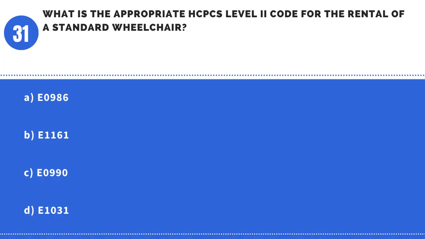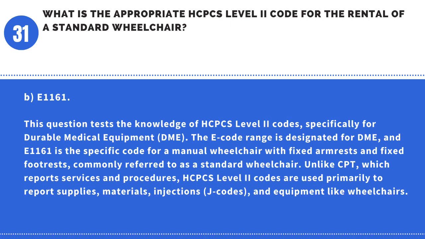Question 31. What is the appropriate HCPCS Level 2 code for the rental of a standard wheelchair? A. E0986. B. E1161. C. E0990. D. E1031. Answer: B.